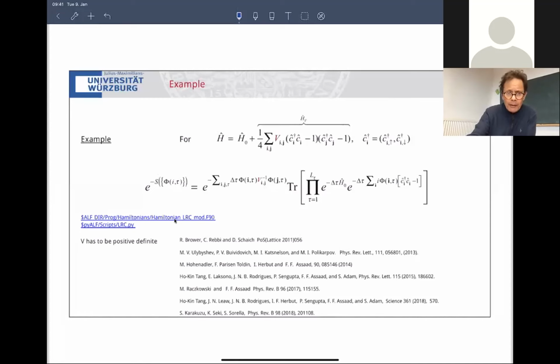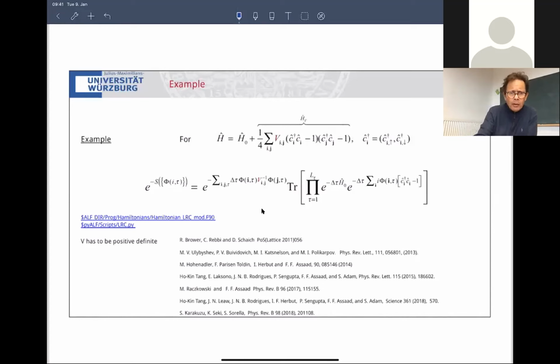So if you go to one of the example Hamiltonians, it's called Hamiltonian long range Coulomb mod.f90, and there's also a Python script which will allow you to run it. The method we will present here has a very long history. It was started off in the high-energy community by David Scheich, Pete Brower, and Claudio Rebi. Maxime, who is now also in Würzburg, picked it up and did some hybrid Monte Carlo with this. Then we continued with some auxiliary field Monte Carlo, et cetera. And it's one very nice method to tackle long-range Coulomb repulsions.